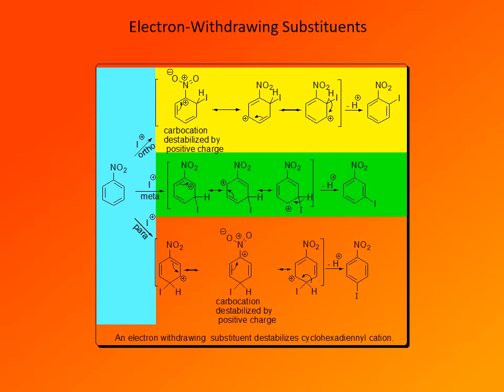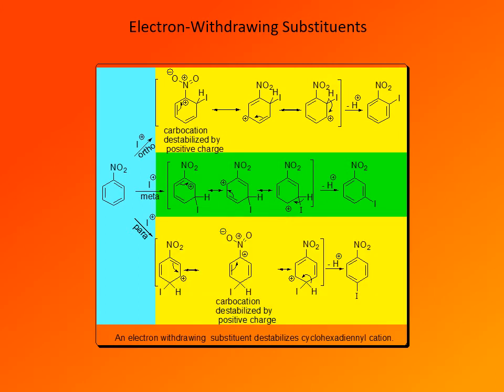Now when we consider the meta pathway, we can see that such a disfavored, destabilizing interaction is not present. And so this pathway is going to be a lower energy pathway. It will be somewhat similar to the pathway of an unsubstituted benzene ring. So a lower energy pathway, and certainly lower than the ortho pathway. So in this case, the meta pathway, simply because it is not destabilized, is preferred compared to the ortho pathway.